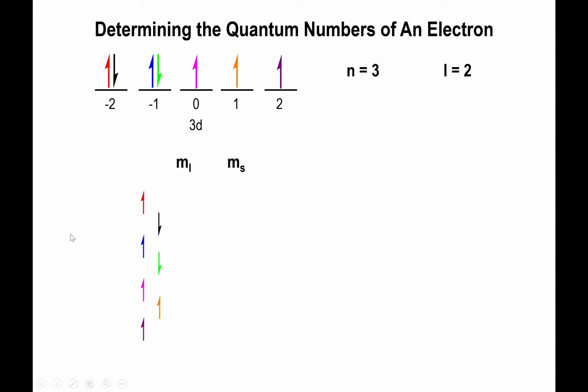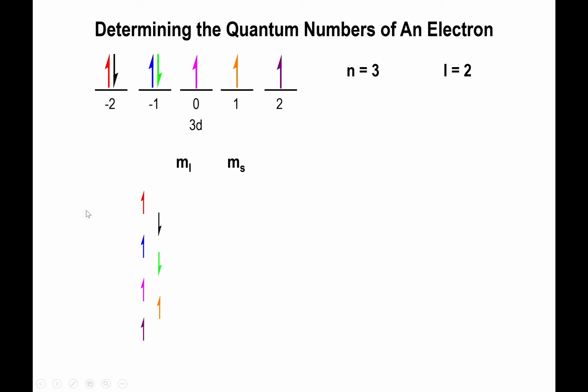So here I'm going to redraw each one of these electrons, starting from left and going all the way to the right. So we have the red one, then the black one, then the blue one, the green one, the pink one, the orange one, and the purple one. Exactly in the same order as if you go from left to right in this drawing.